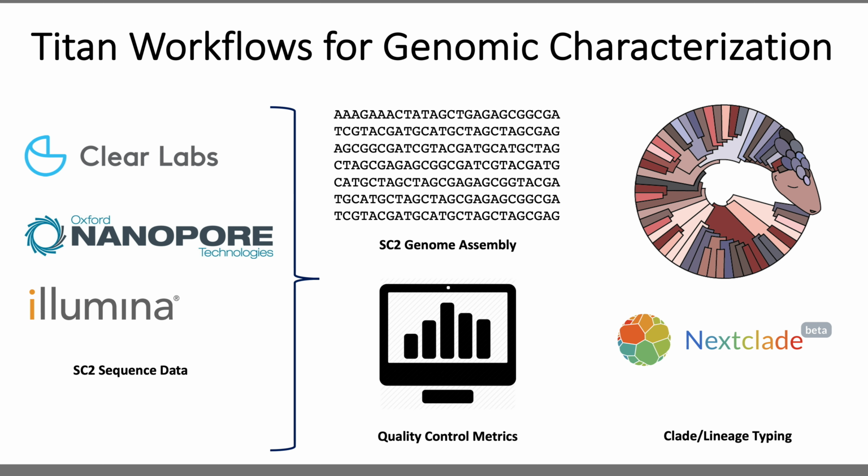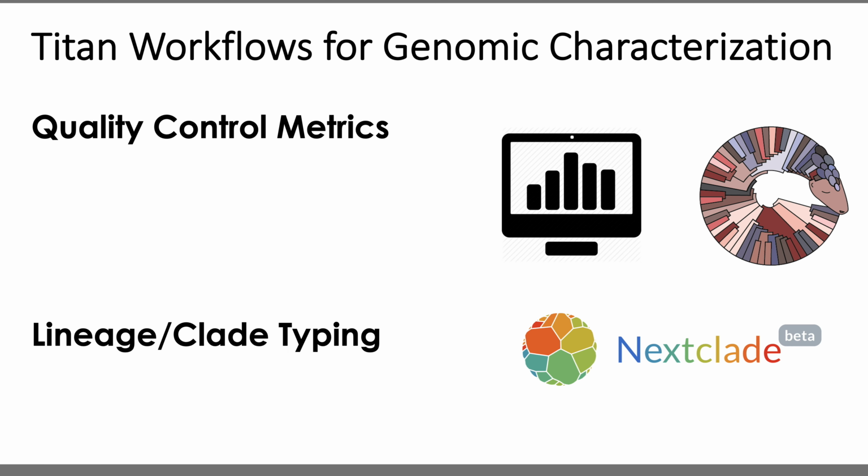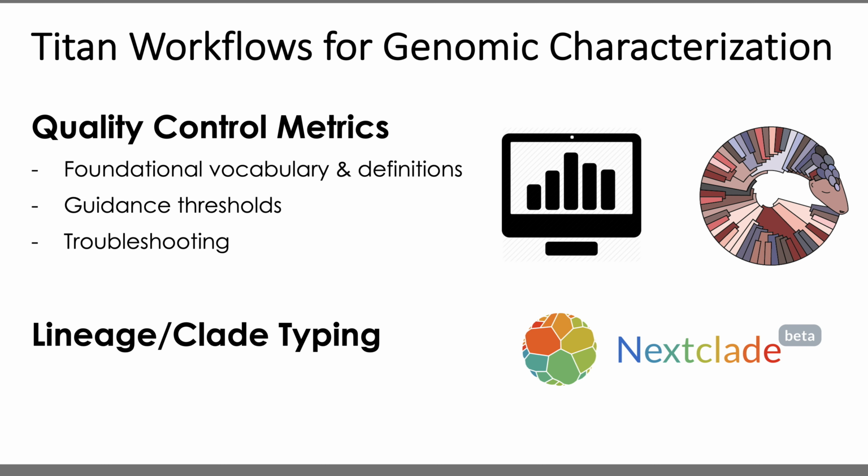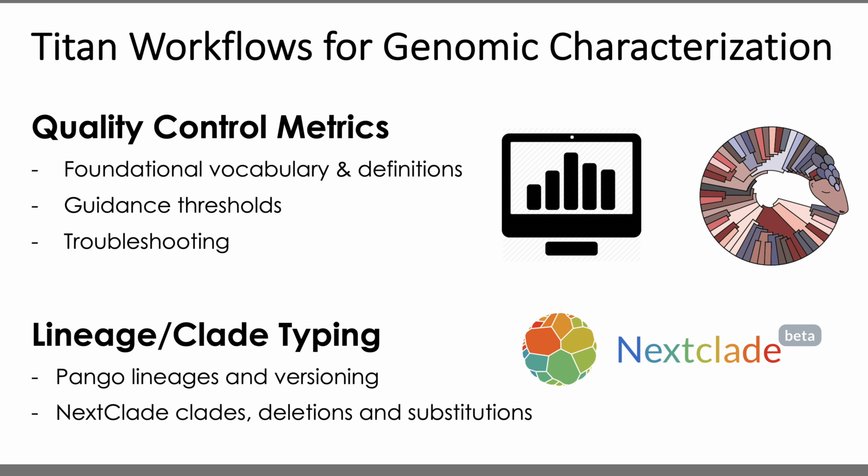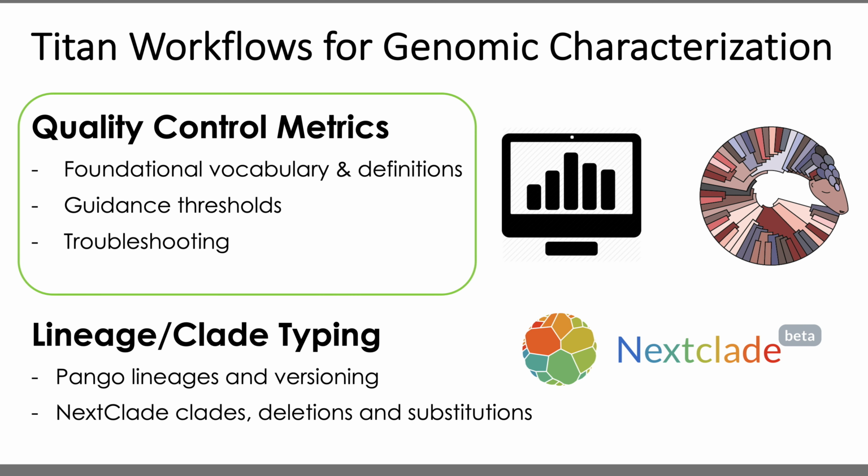But the QC and lineage or clade output may be new to a lot of users. So the focus of these next 2 videos is on understanding these outputs. For the quality control metrics, I hope to provide some foundational information regarding the definitions of these metrics, outline some of the guidance thresholds that have developed throughout the public health community, and highlight how some of these metrics can be utilized to troubleshoot wet lab issues that may be influencing the quality of read data. As I mentioned, I'll be dedicating a separate video to dive deeper into the lineage and clade typing output generated by these workflows. But for this video, let's hop into these QC metrics.